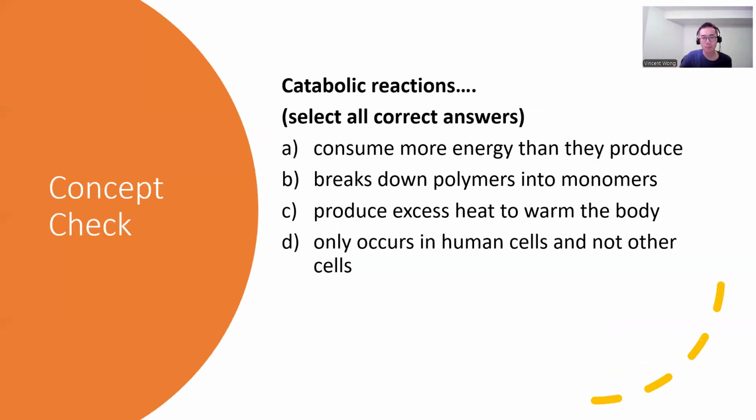And there's one more question here. I'll just do this with you. Catabolic reactions consume more energy than they produce. That's not true. Catabolic reactions actually release more energy than they consume. That's why we can capture the energy that is released from them, right? They break down polymers into monomers, yes. They produce excess heat to warm up the body. Remember, we are not very efficient, only 25% efficient. They do not just happen in humans. Okay? They happen in other cell types as well. Plant cells do it, protists do it. Okay, so we're not the only one.